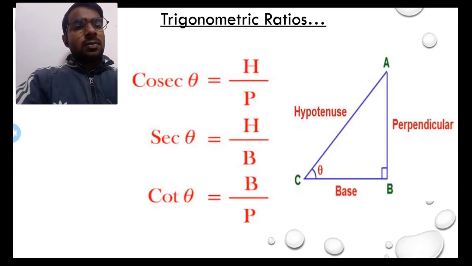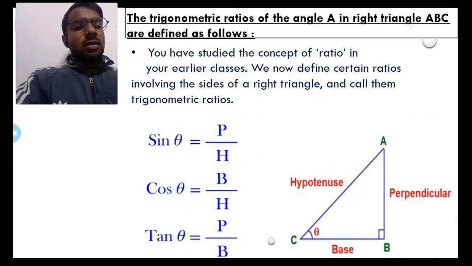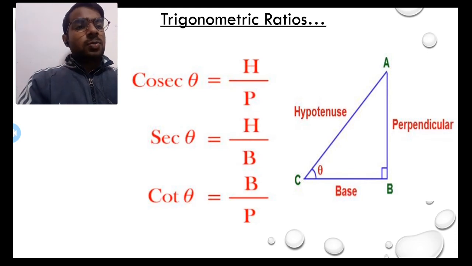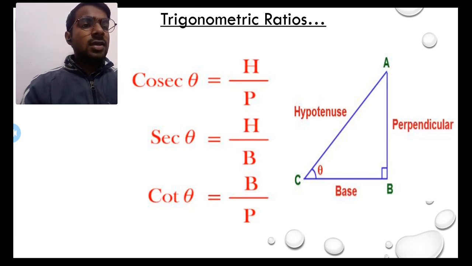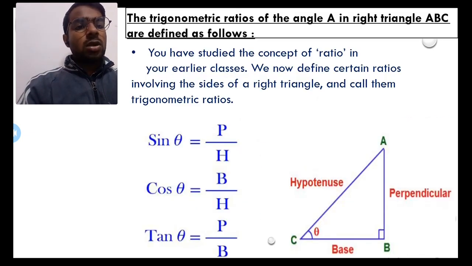Next is cosec theta. Cosec theta is nothing but the reciprocal of sin theta. Cosec theta is H upon P, hypotenuse upon perpendicular. Most students call the perpendicular height, so we can also say hypotenuse upon height or hypotenuse upon perpendicular. Next is sec theta. Sec theta is H upon B, hypotenuse upon base, which is the reciprocal of cos theta.